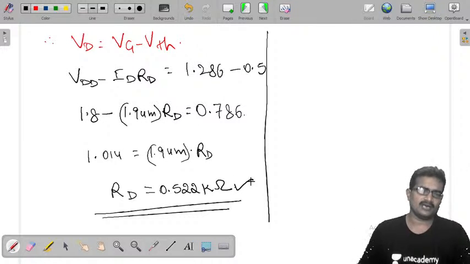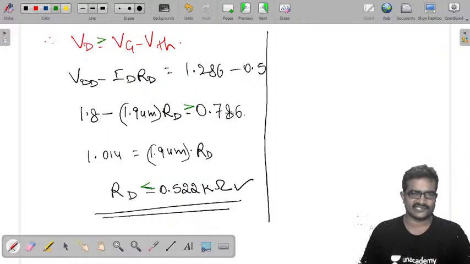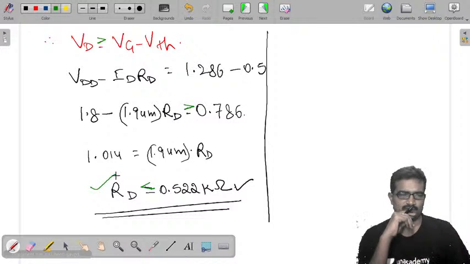Or, better to take it like this: VD should be greater than or equal to this, so RD is less than or equal to, because we are taking this one to this side, RD is less than or equal to 0.522 kilo ohms.